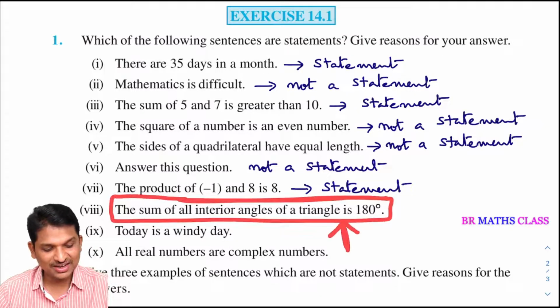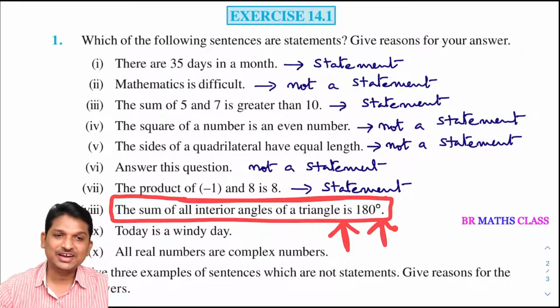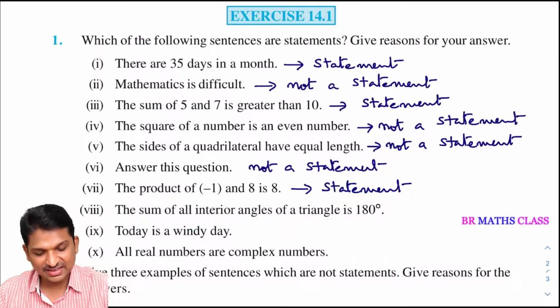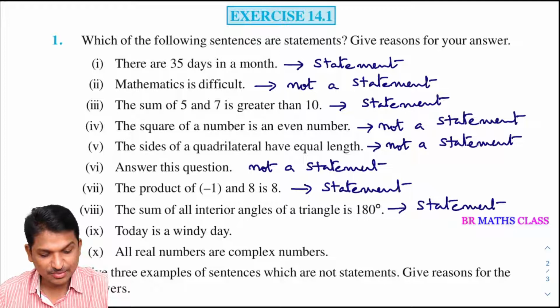Not only in our country, you go anywhere in the world, the sum of all interior angles of a triangle is 180 degrees. Can we declare whether it is true or false? Yes, we can declare. That's why this is a statement. Yes, it is a statement.